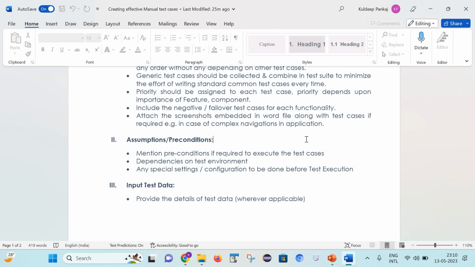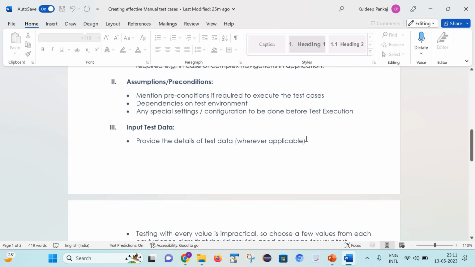Okay, let's move to the next point, that is the assumptions and precondition. We should mention assumptions and preconditions if required for any test case, so that the person executing those test cases should follow those. There can be various things, like if there is any dependency on the test environment, then you should clearly mention it in the test cases, or if any special setting or configuration is required before the test case execution, then you should clearly point it out in the test cases.